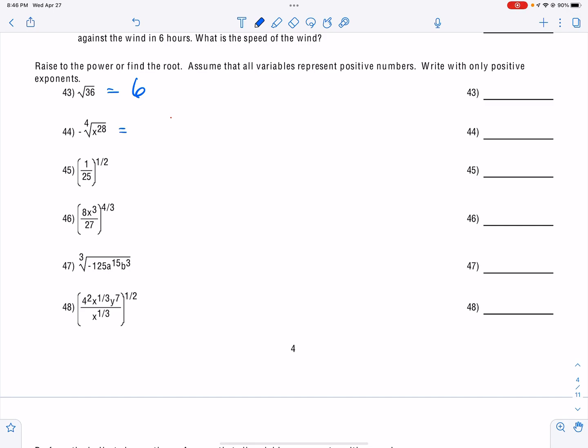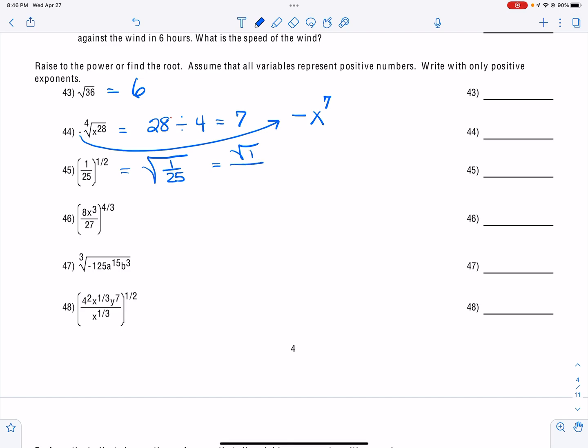On this one, we're going to take the exponent of 28 and divide it by 4, which is going to give us 7. So don't forget that there is a negative sign out in front, and so this would be negative x to the 7th power. Raising something to the 1/2 is the same as taking the square root of that number in parentheses, which then I can apply the square root of 1, the square root of 25, which would simplify to 1/25.